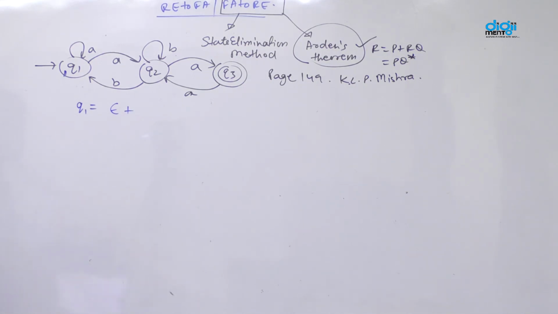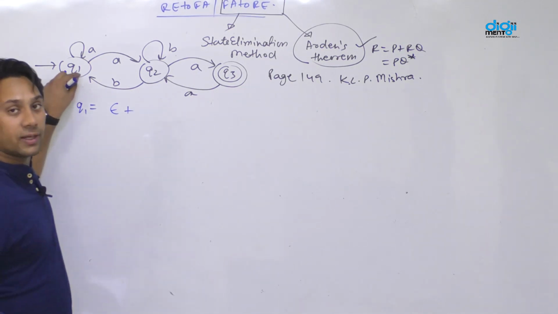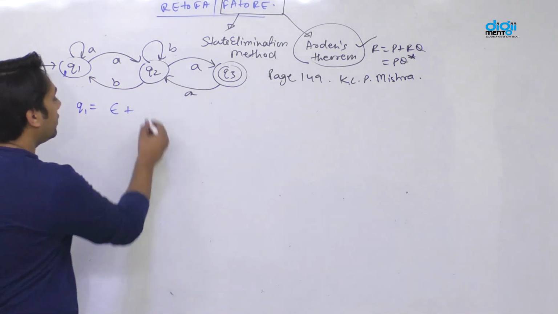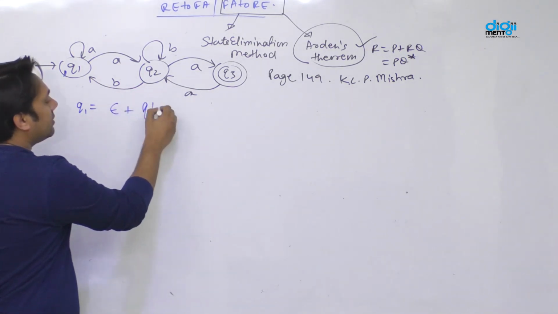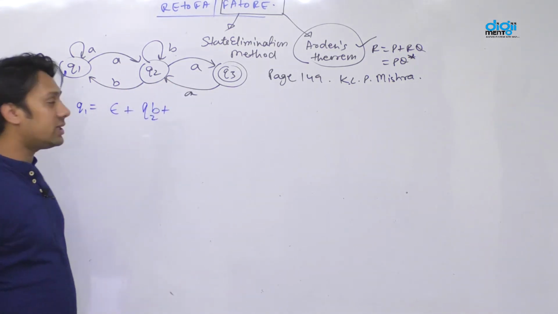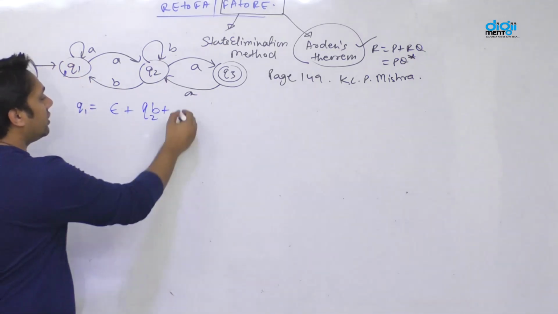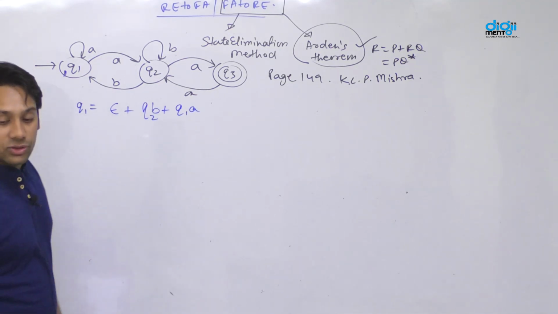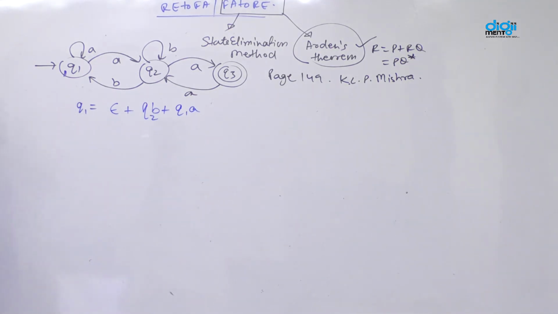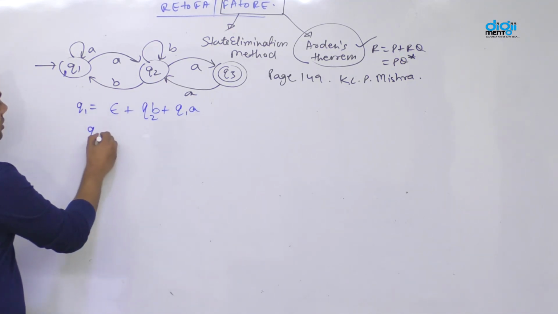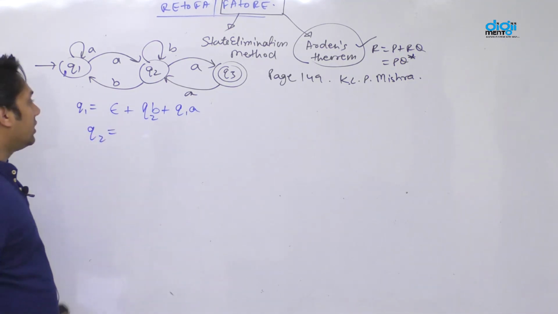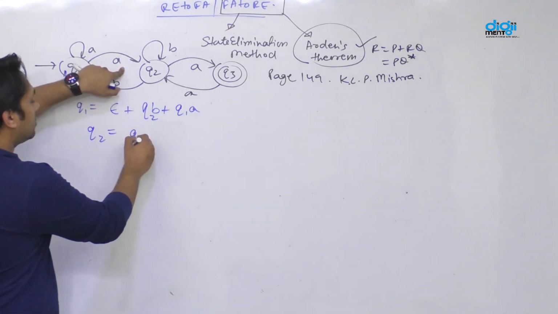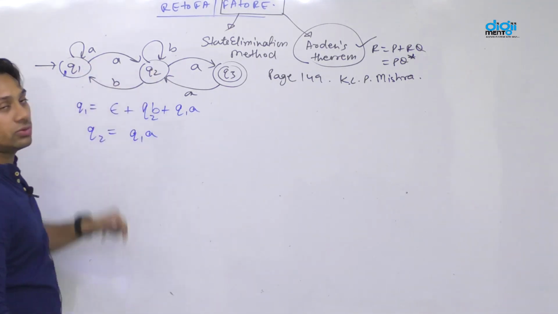So how can you reach the Q1 state? If you are seeing an epsilon symbol, then you can reach Q1 because it is the initial state. Or if you are at state Q2 and you're looking at symbol B, then still you can reach Q1. As well as if you are at state Q1 and you are seeing symbol A, still you can reach state Q1. In this way I'm going to write expressions for each of these states. For example, the second state is Q2. How can you reach state Q2? If you are at state Q1 and you are looking at symbol A, then you can go to state Q2.